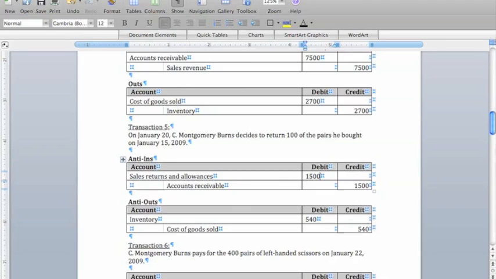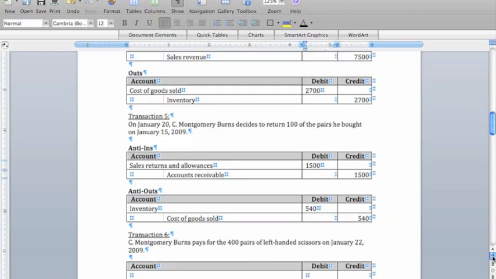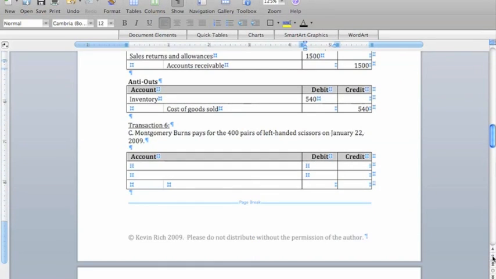So you're never going to see an outright debit to sales revenue. Instead, if somebody returns something, we're going to separately track it in a sales returns and allowances account so we can see the amount of items that are ending up being returned by our customers.